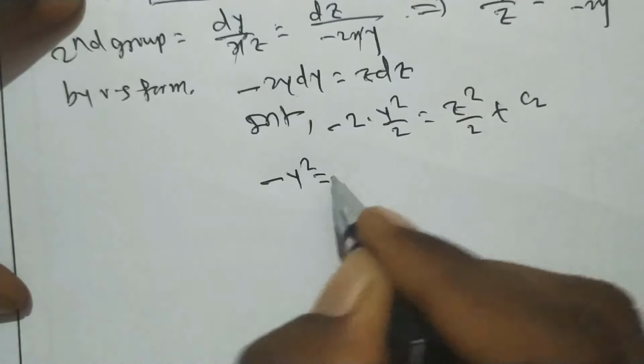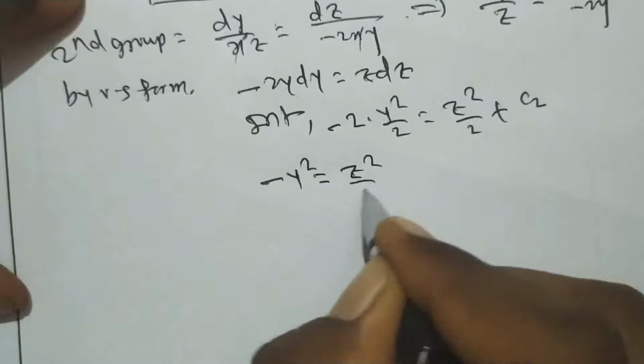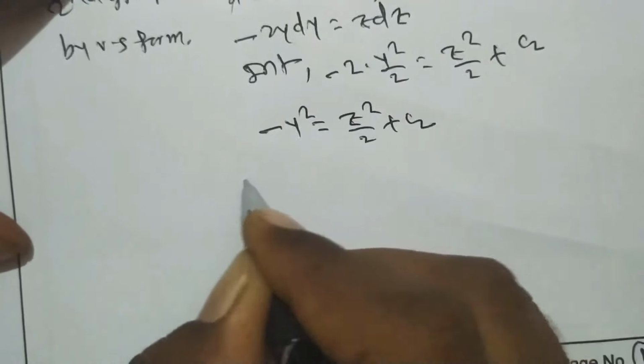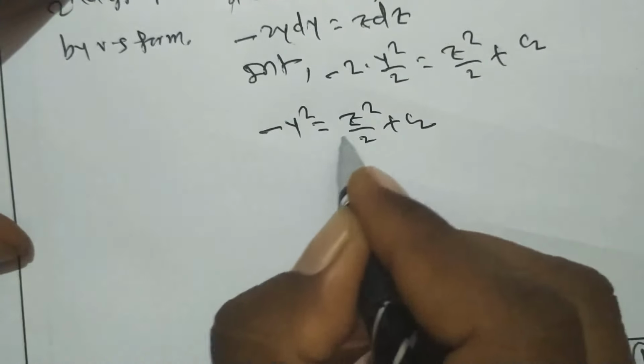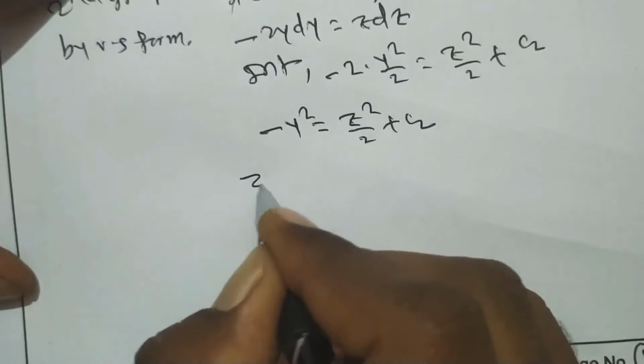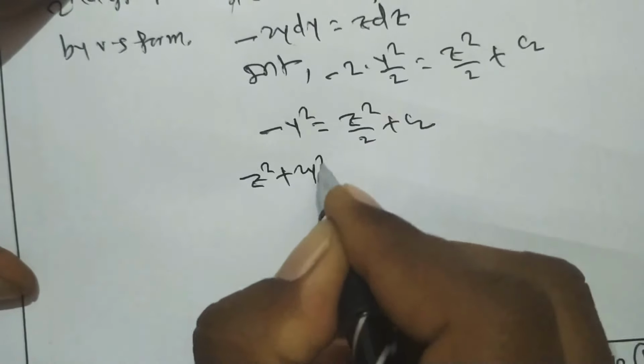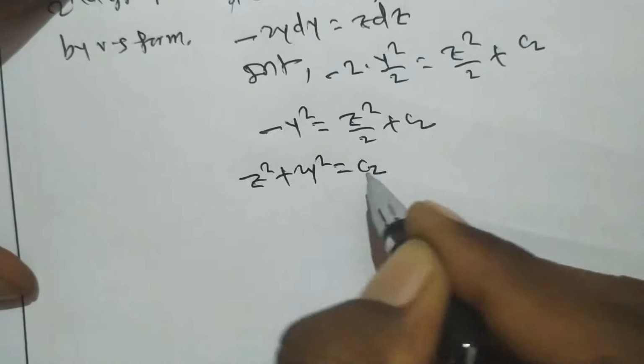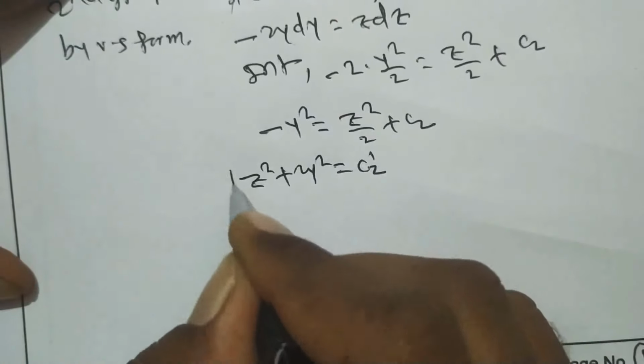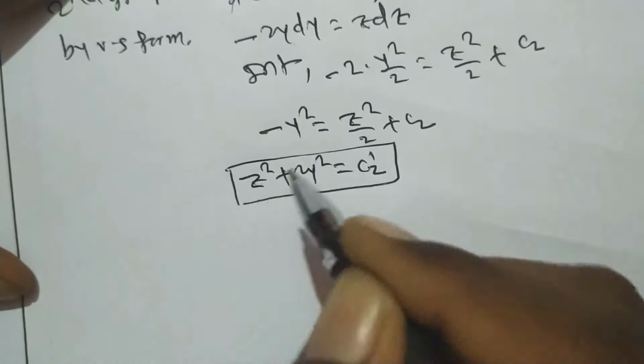We can write here minus y square is equal to z square by 2 plus c2, or if we write this minus y square on this side, then this becomes z square plus 2y square is equal to minus c2. We can write c2 dash or c2. So this is the second solution.